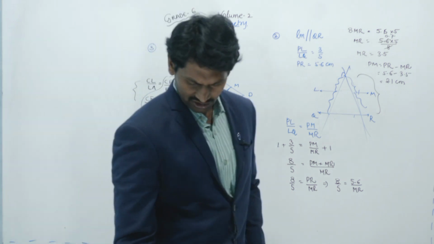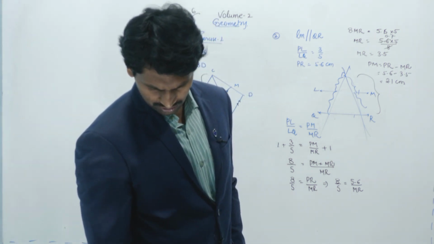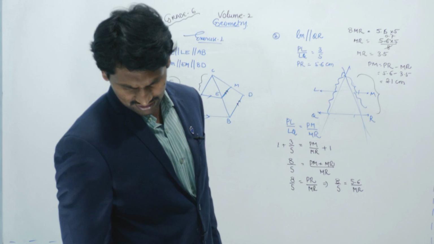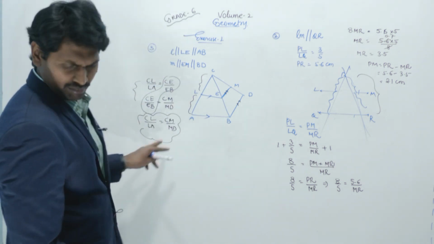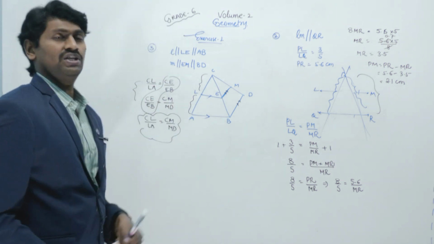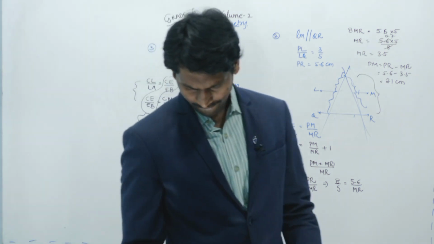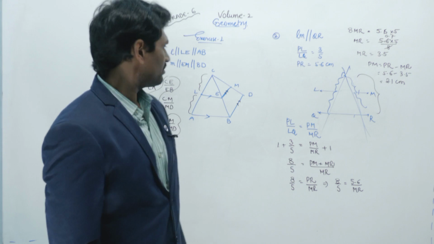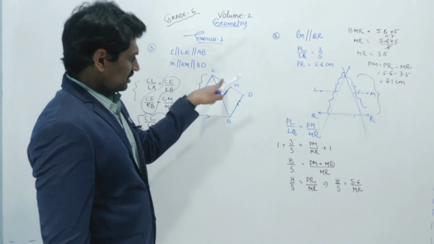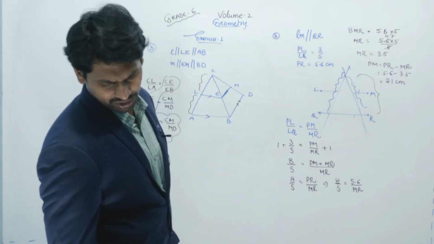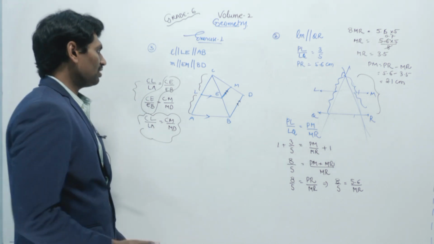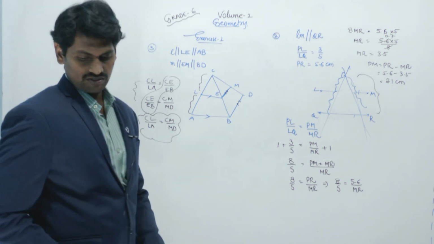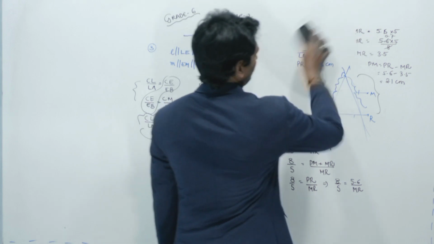Check the option, that is, CL by LA is equal to CM by MD. That is, the first option is true. Check the remaining: CE by EB is equal to CM by MD. Yes, that is also a correct option. All answers are the same. All are possible. Okay, let us go to problem number 4.